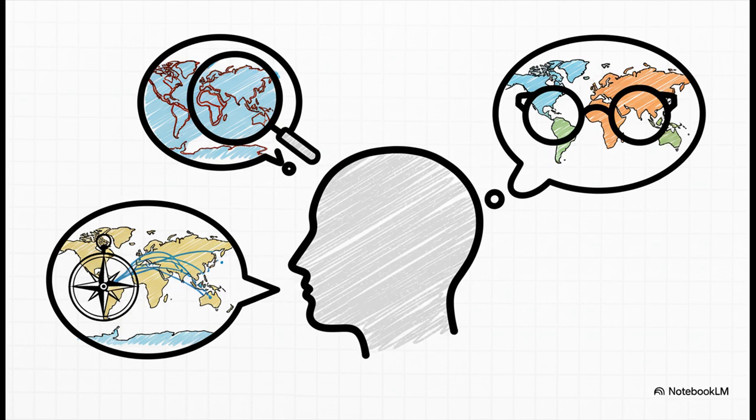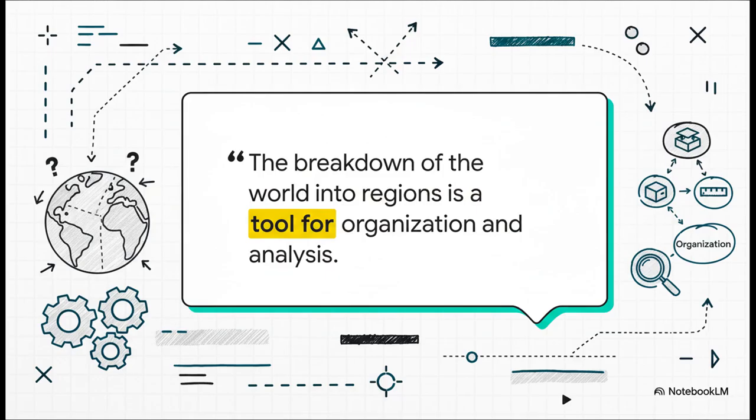A map showing you earthquake fault lines is just as right as a map showing you global internet speeds. It's better to think of them as different lenses. Each lens lets you see the world in a specific way, bringing one particular aspect into sharp focus. And the thinking behind this explainer really nails it with this one line. It says that breaking the world into regions is a tool for organization and analysis. That's it right there. It's a tool. It's not the absolute truth. It's a way to make sense of things.